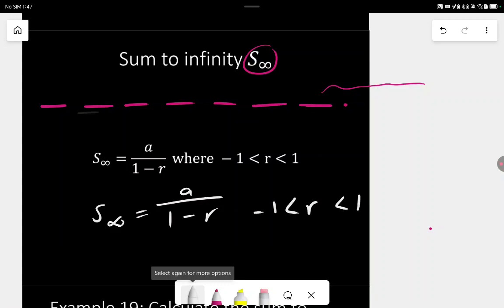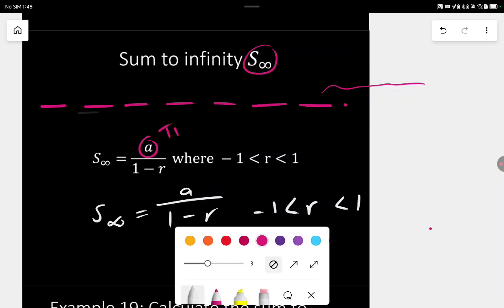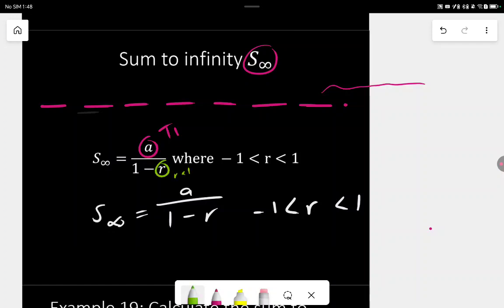So let's have a look. A, we know what a is. That's going to be term 1, our first term. And then r is our constant ratio. Our ratio over here needs to exist. That's term 2 divided by term 1. All right, so this is the formula that we are going to discuss.